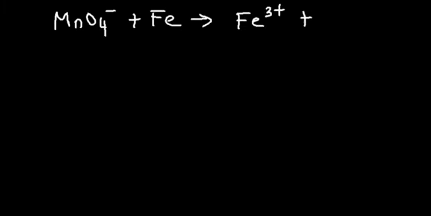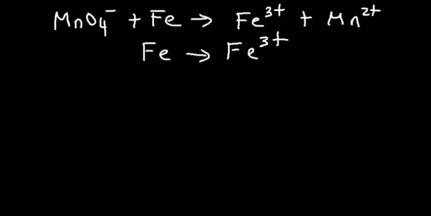Okay, so go ahead and try this example. So let's start with Fe. The atoms are balanced, so we need to balance the number of electrons. All we got to do is add 3 electrons to it. So now we can move on to the reduction part.